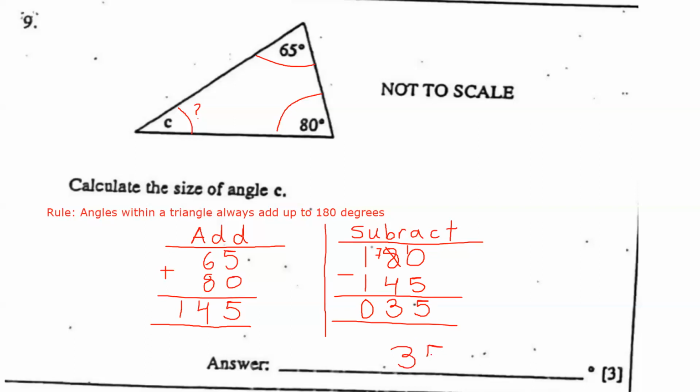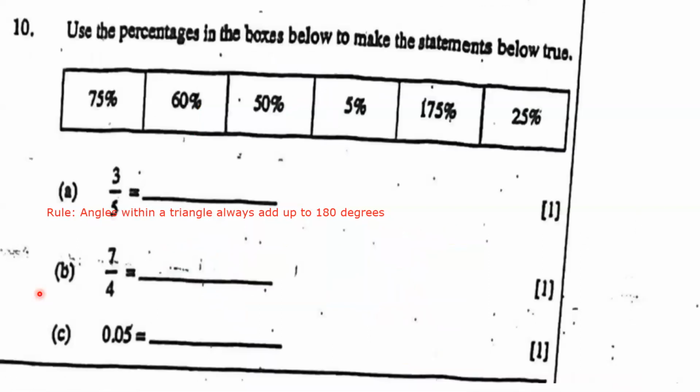So C is 35 degrees. So if we add 35 degrees along with 65, the 35 plus 65, that's 100. And 100 plus 80 is 180 degrees. So 35 plus 65 plus 80 is definitely 180 degrees. And so we're right, because angles in a triangle always add up to 180 degrees. Awesome. Next up, let's move on to question number 10.